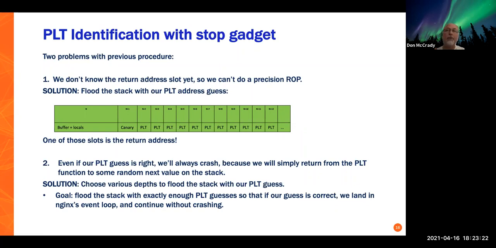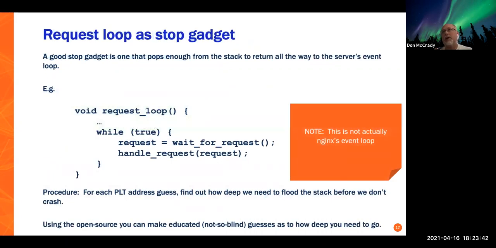So the full procedure here is to try our 16-byte aligned addresses, and also try flooding to various depths in order to form what's called a stop gadget. Now, a stop gadget is a ROP chain that we know, when it's well formed, will not crash the program. Remember, we're using no-crash signals to learn about what's going on. So we need to engineer a gadget so that it doesn't always crash.